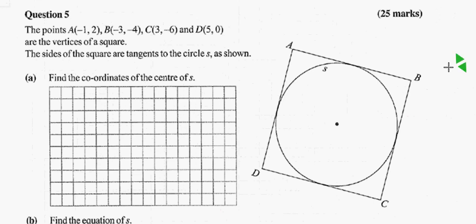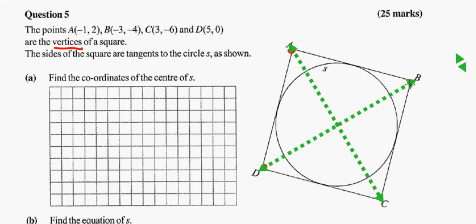Okay. The points A, which is (minus 1, 2), B, which is (minus 3, minus 4), C is (3, minus 6), and D is (5, 0), are vertices of a square. Vertices means these are the corners of the square shown here. Find the coordinates of the center S. Now, the thing about squares is that the midpoint of the diagonals is going to be the center of the square. We can see that the diagonals bisect each other. So we just get the midpoint of AC, and that should be enough to get the center of the circle.